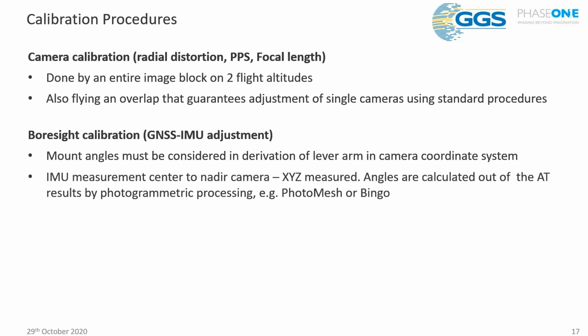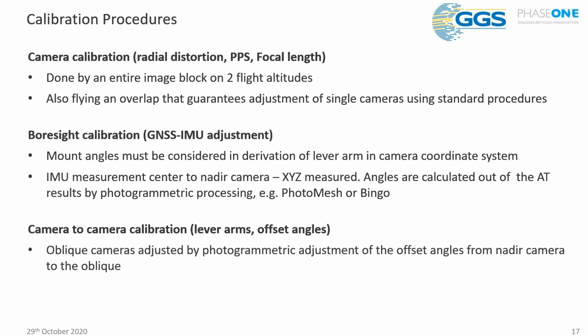And of course, the IMU measurement center to the nadir camera, that's something which is more or less traditional, but also these angles are calculated out of the AT results, for example, by Photomesh, or we do it in the next step after Photomesh with Bingo to have a fine calibration here. And the camera-to-camera calibration is also very important, especially in the oblique setups.